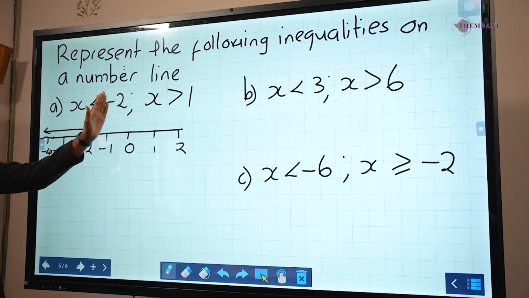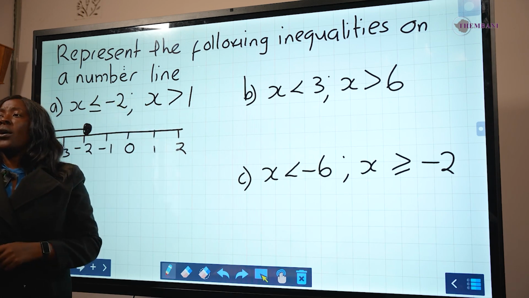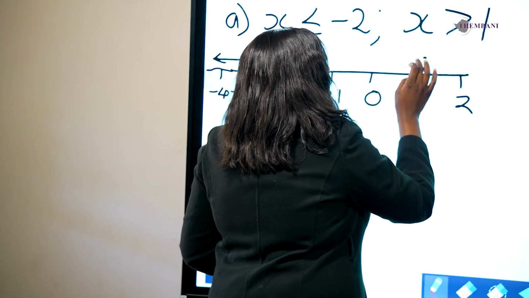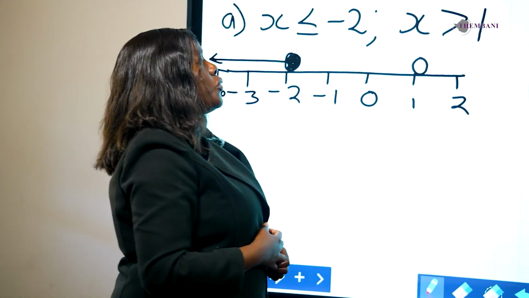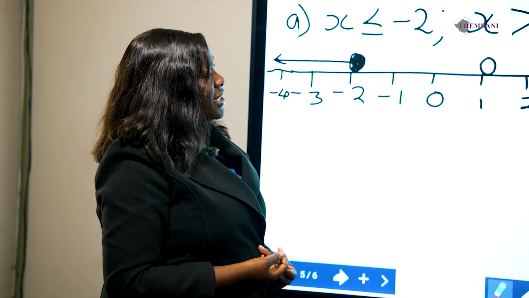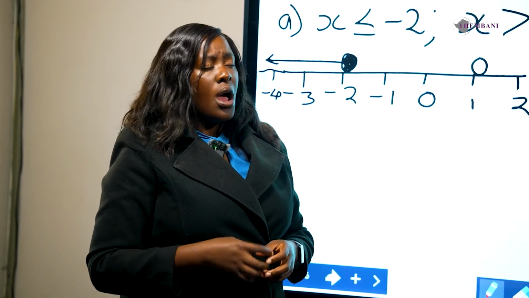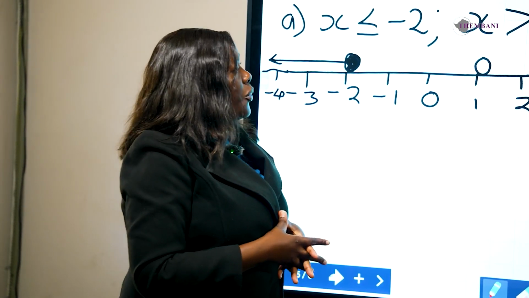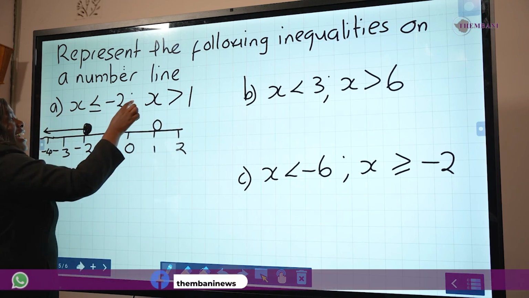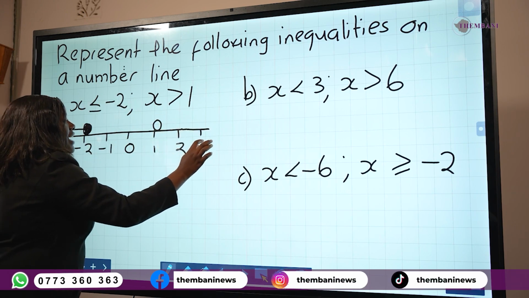I have sorted up to this end. Now I need to represent this end also on a number line. So I'm going to put my small circle on 1, which is my focus number. After putting that small circle, we are not supposed to shade because we do not have an or equal to. What are we going to do? We are now going to read the inequality. It's saying x is greater than 1.